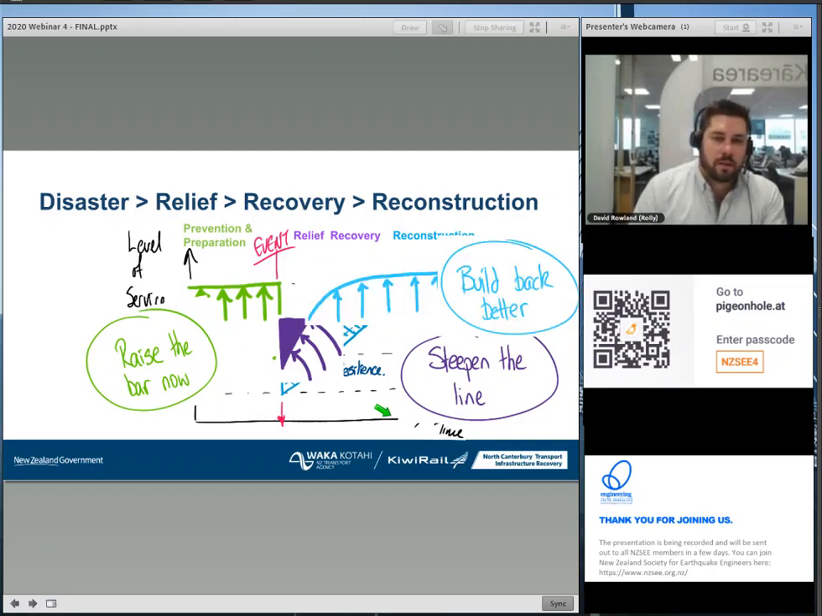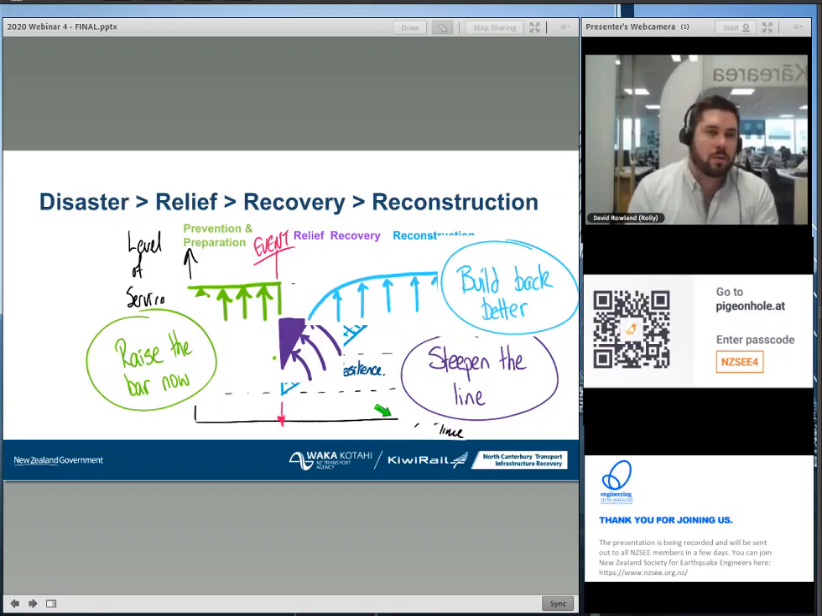So the last part of this triangle is building back better, and that's something that the agency definitely already does and has done many times. It's that you want to raise the bar for the next event that's going to come. So at NCTIR, that was things like the safety improvements that were brought in, the reliability works that we were doing with KiwiRail, the addition of safe stopping areas with the amazing artwork package that was developed in partnership with Te Rūnanga o Kaikōura. But for us in the design space, it's also about considering resilience in your design process.